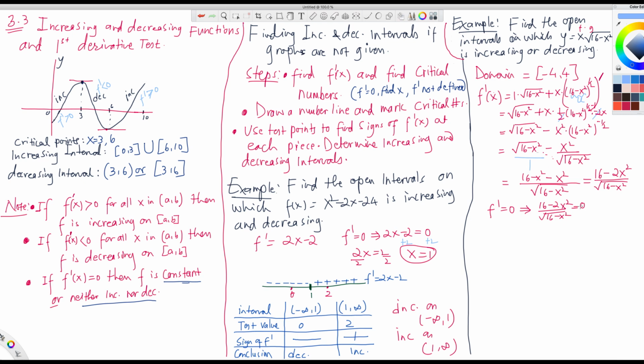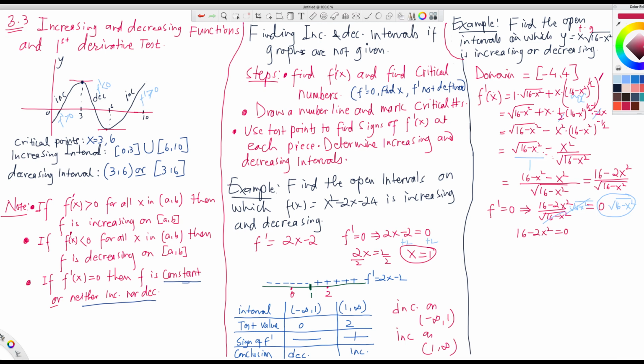So let me write this down a little bit further away. What you do here is you are basically multiplying by 16 minus x square times 16 minus x square times 16 minus x square. So this whole thing will be 0, right? That and that will cancel out. You see that? So what is left is 16 minus 2x square equals 0.